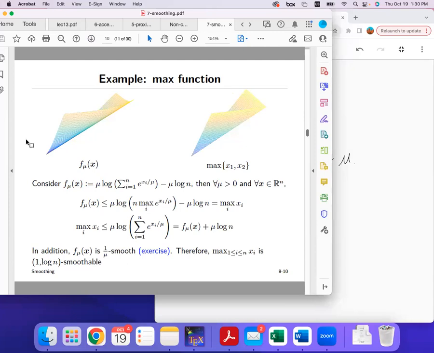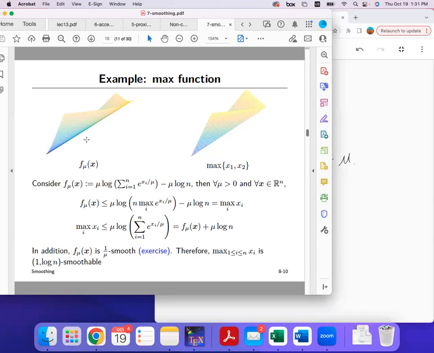We have another interesting example: the max function. It takes the maximum value between the two coordinates. Assume we are considering a two-dimensional vector. So the function is defined as the maximum of these two coordinates. And the function looks like this in 3D space. There's a non-differentiable line here.